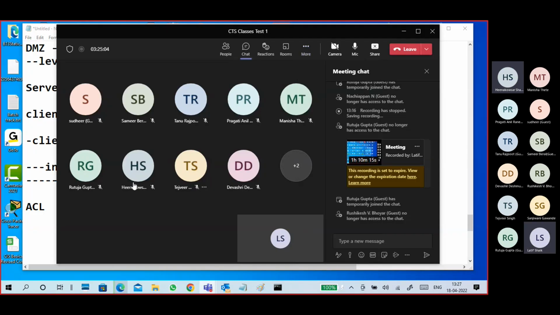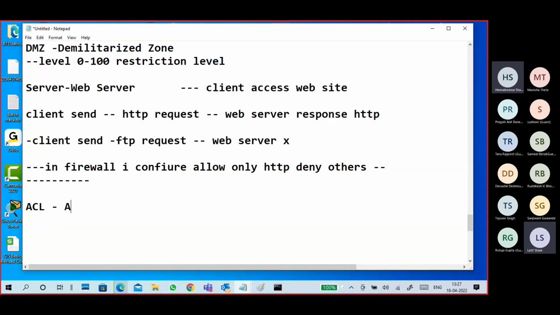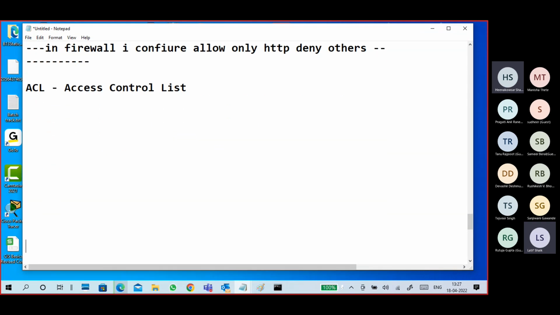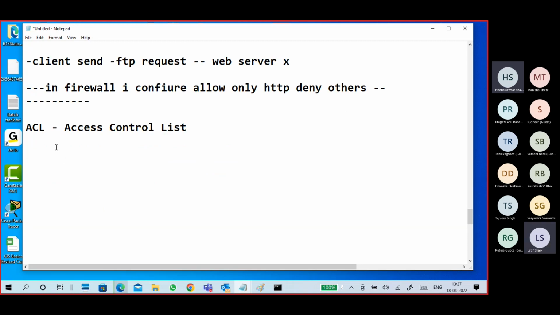Okay, right. ACL means access control list. Of course, there is a very big story of ACL: how to configure it on a router, how it works, and so on. So I'm telling you, it is a list. It is nothing but a list. What does a list contain? Some information, right? So what is that information? Allow and deny. This contains allow and deny.